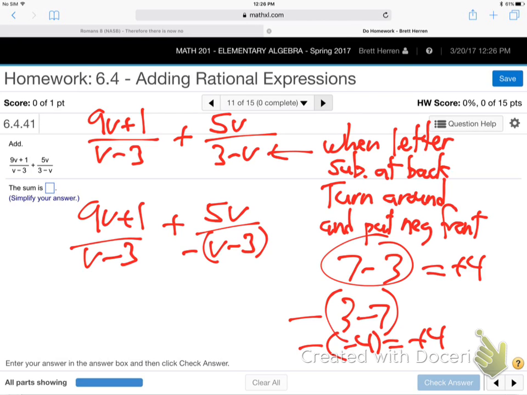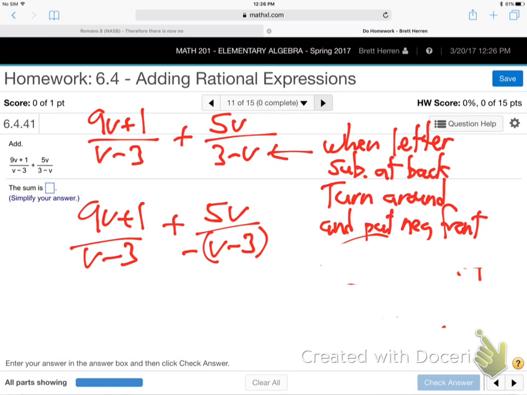4 becomes -4, so you have to put a minus in front. When you switch the order of subtraction, you do that whenever the letter's at the back. When the letter's at the back, you switch the order and you put a minus in the front. That was from last week. Now, what do we do? Let me erase all this stuff.